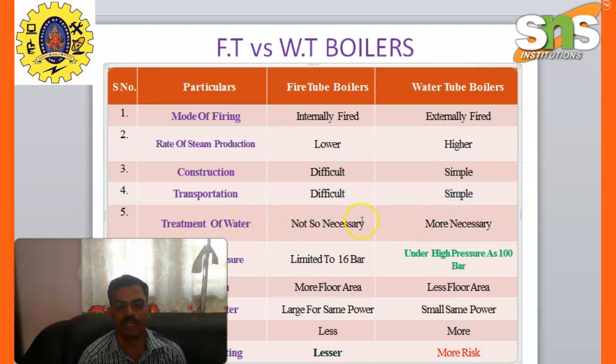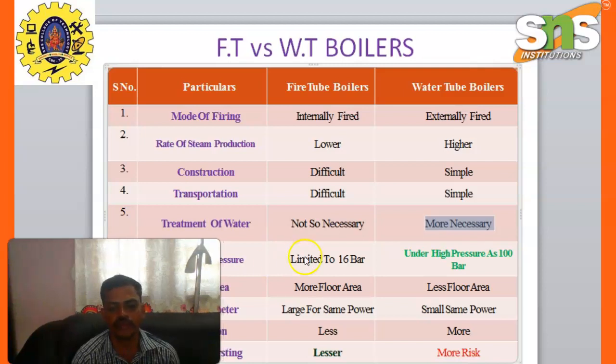Treatment of water: not necessary for fire tube boiler, more necessary for water tube boiler. Operating pressure: limited to 16 bar for fire tube, up to pressures of 100 bar for water tube. Floor area: more floor area required for the fire tube boiler and less floor area required for the water tube boiler. The shell diameter: large for the same power, small for the same power.